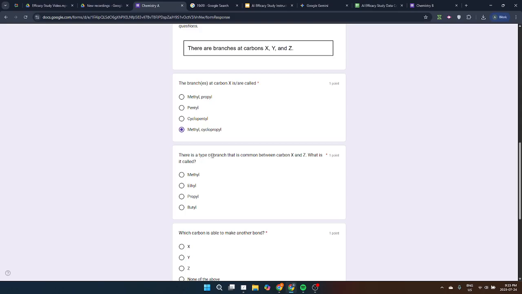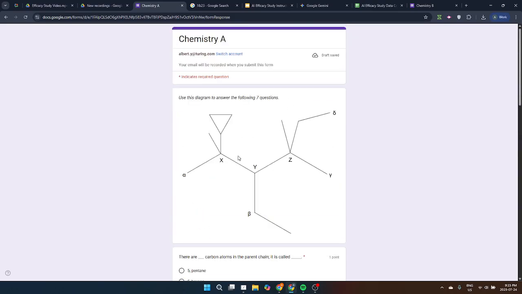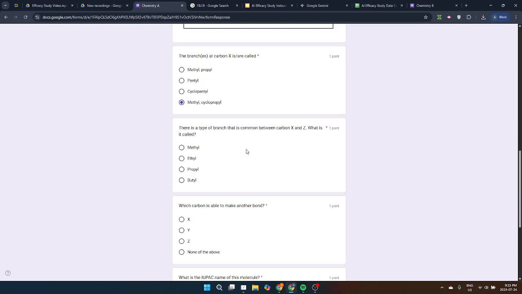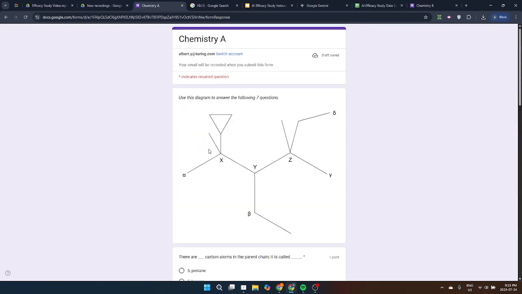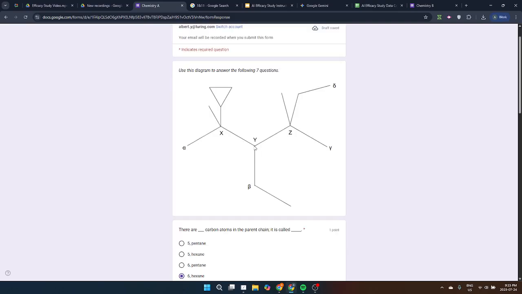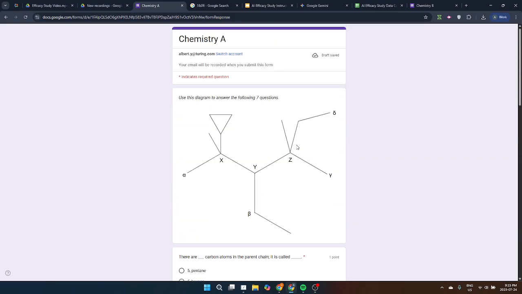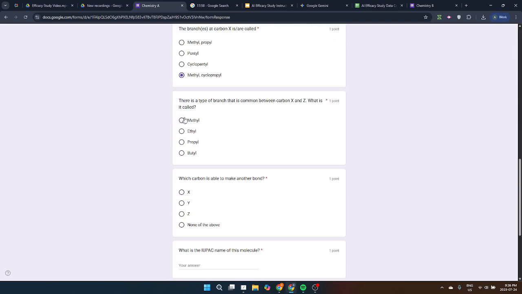This is a large type of branch that's common between X and Z. What is it called? There's a type of branch that's common between carbon X and Z, not X and Y. Okay, X and Z. So what do they have in common? 2 methyl groups, 1 methyl group, 1 cyclopropyl group. So it's going to be methyl group, right?